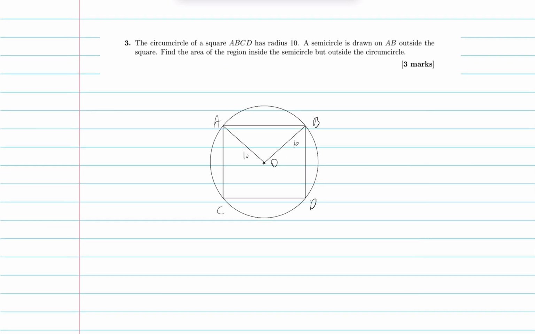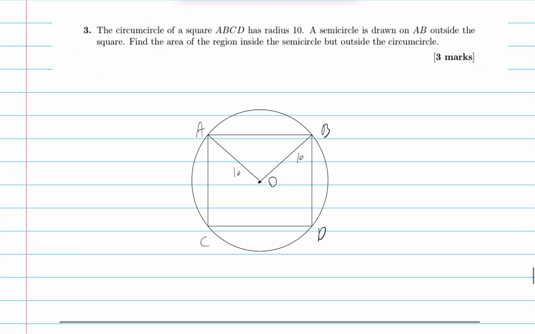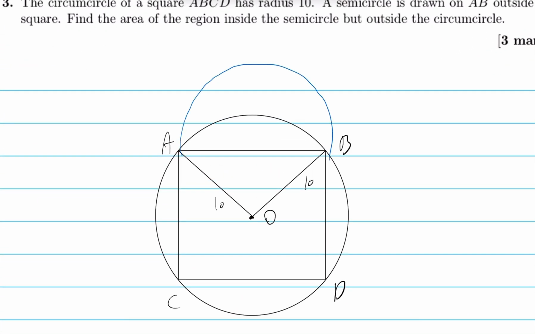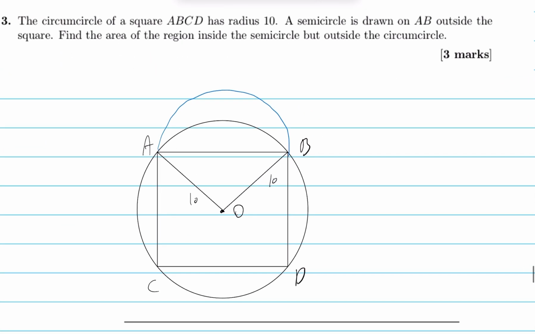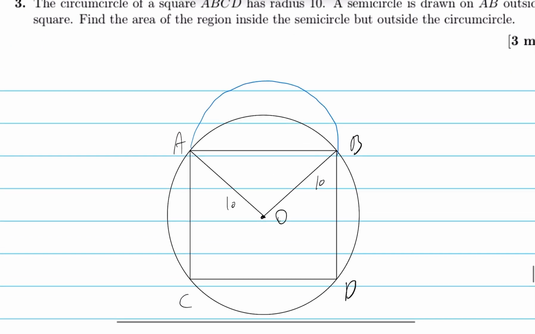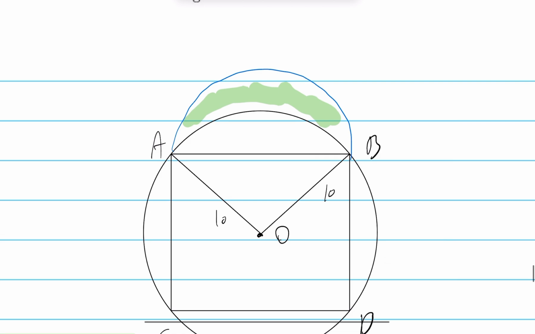And the semicircle is drawn outside, like this, on AB, outside the square. Now we have to find the area of the region inside the semicircle, but outside this area.